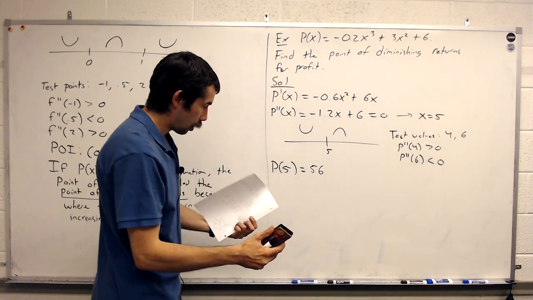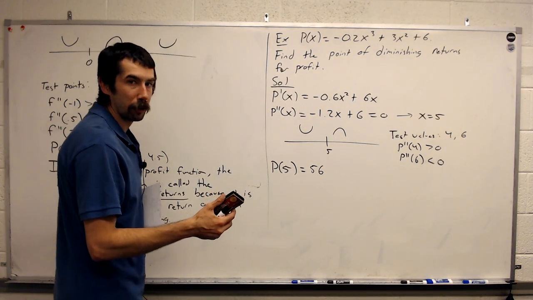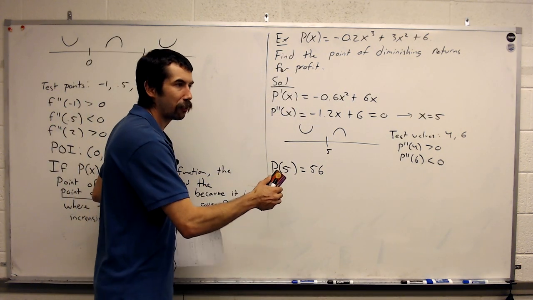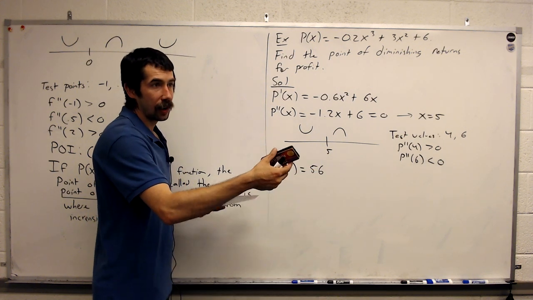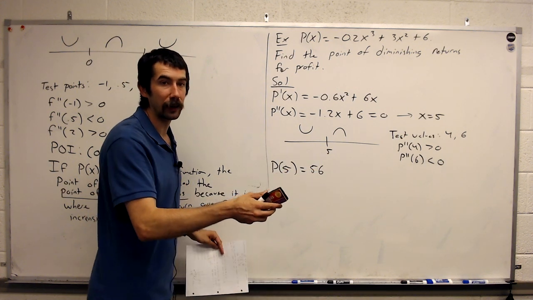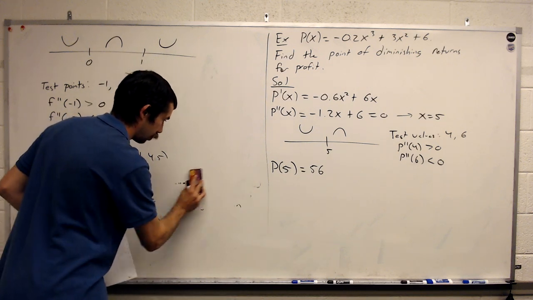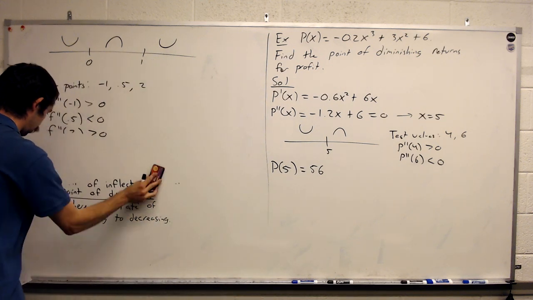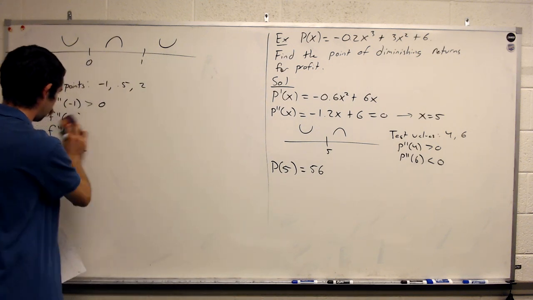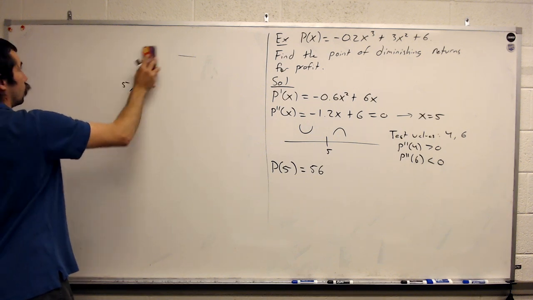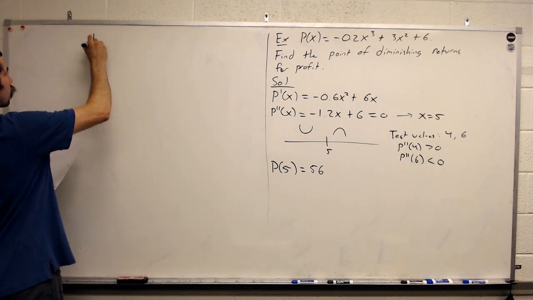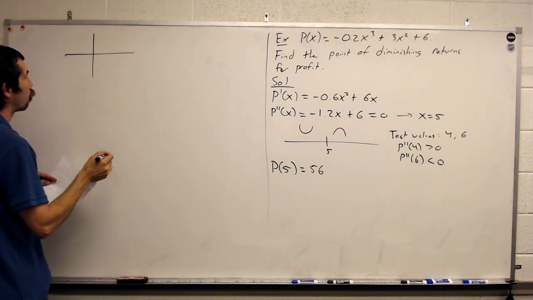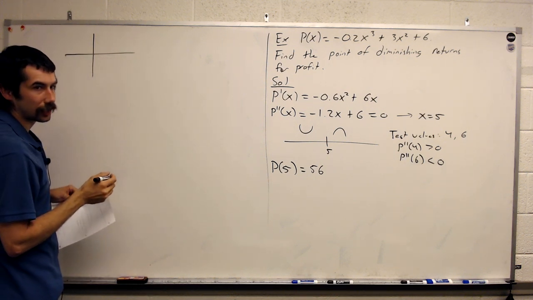Okay, and so what I want us to do now is put our first derivative information together with our second derivative information and basically sketch a perfect graph. Okay, so this is a little cheat sheet for how concavity and increasing and decreasing combine.